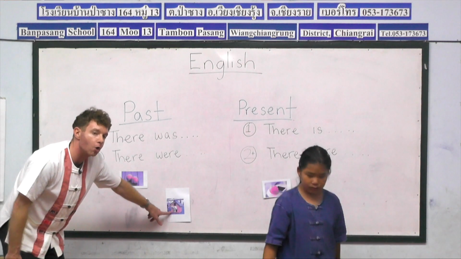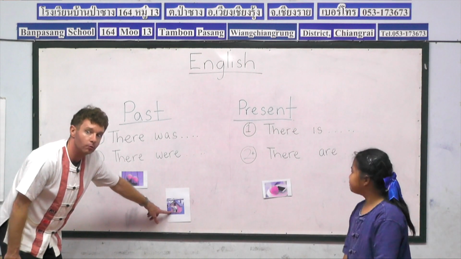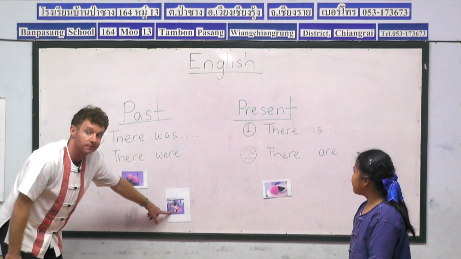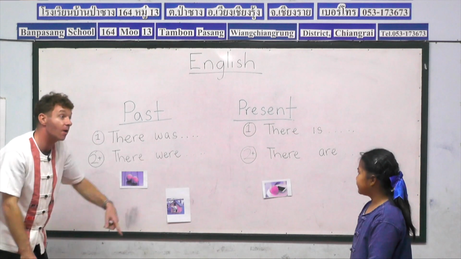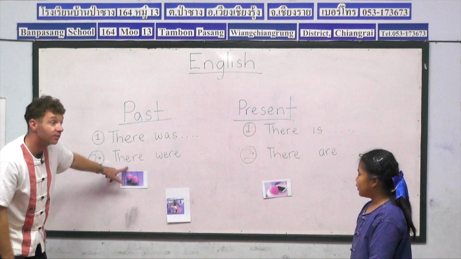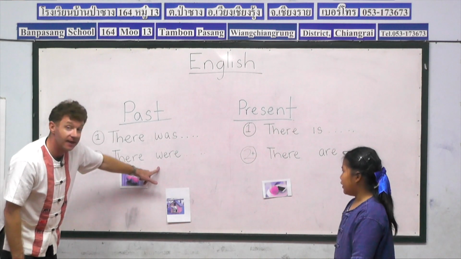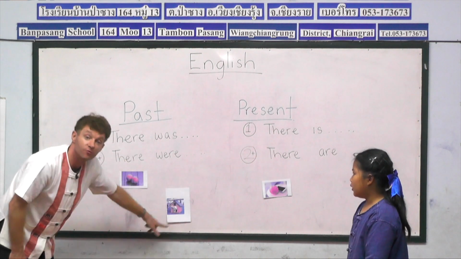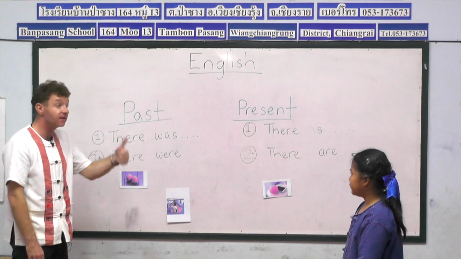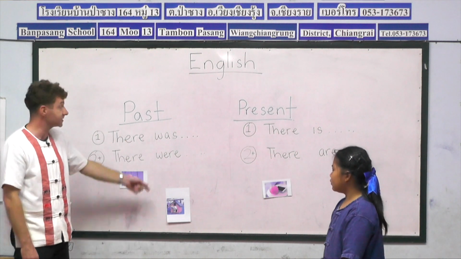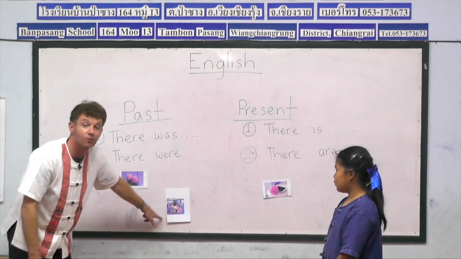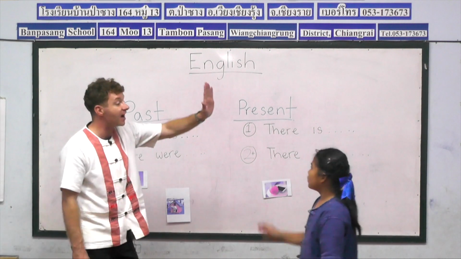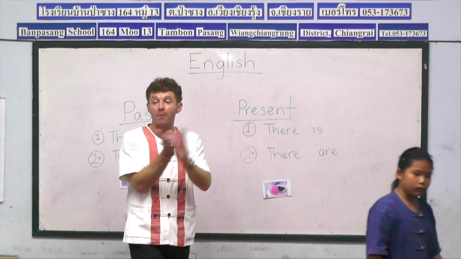Now, 2 dogs, single or plural? Plural, more than 1. So Lakgao, what will we say? There were 2 dogs. Excellent. Plural objects, past tense. There were 2 dogs. High five. Big round of applause for Lakgao.